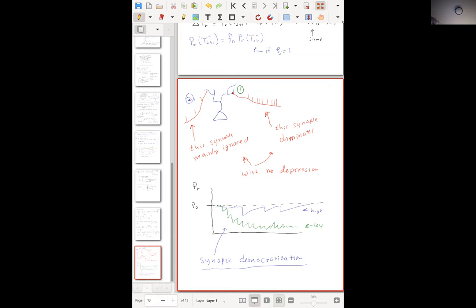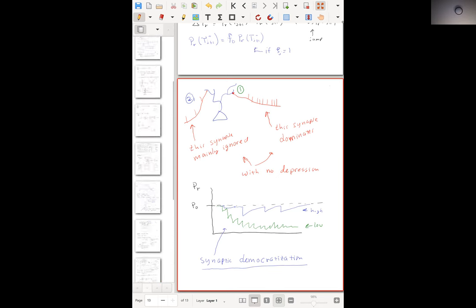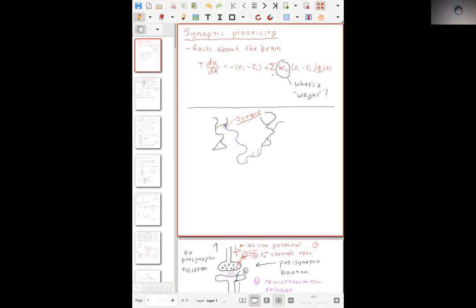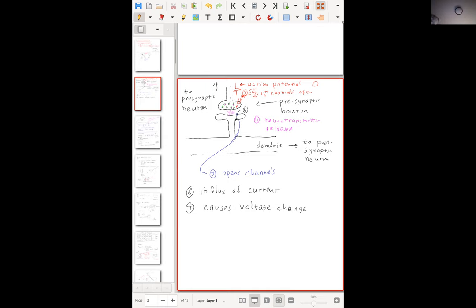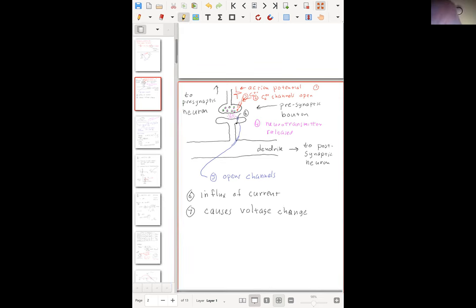Okay, so we've covered a lot today. The main thing I want you to remember is this kind of complicated picture here. This is a multi-step process: action potential arrives, calcium channels open, neurotransmitter is released, gated channels open postsynaptically, causing current to flow, the voltage changes, and the release probability changes. So I want you to remember this picture, you just kind of have to memorize it, okay?